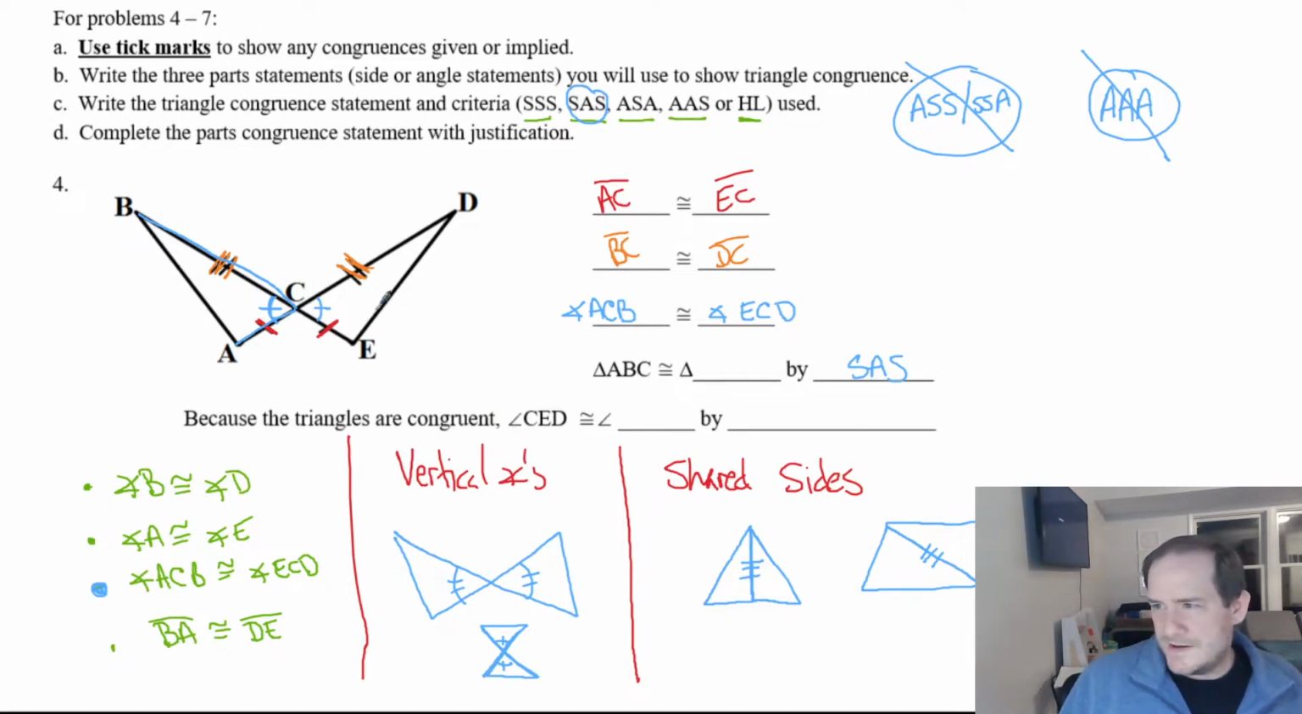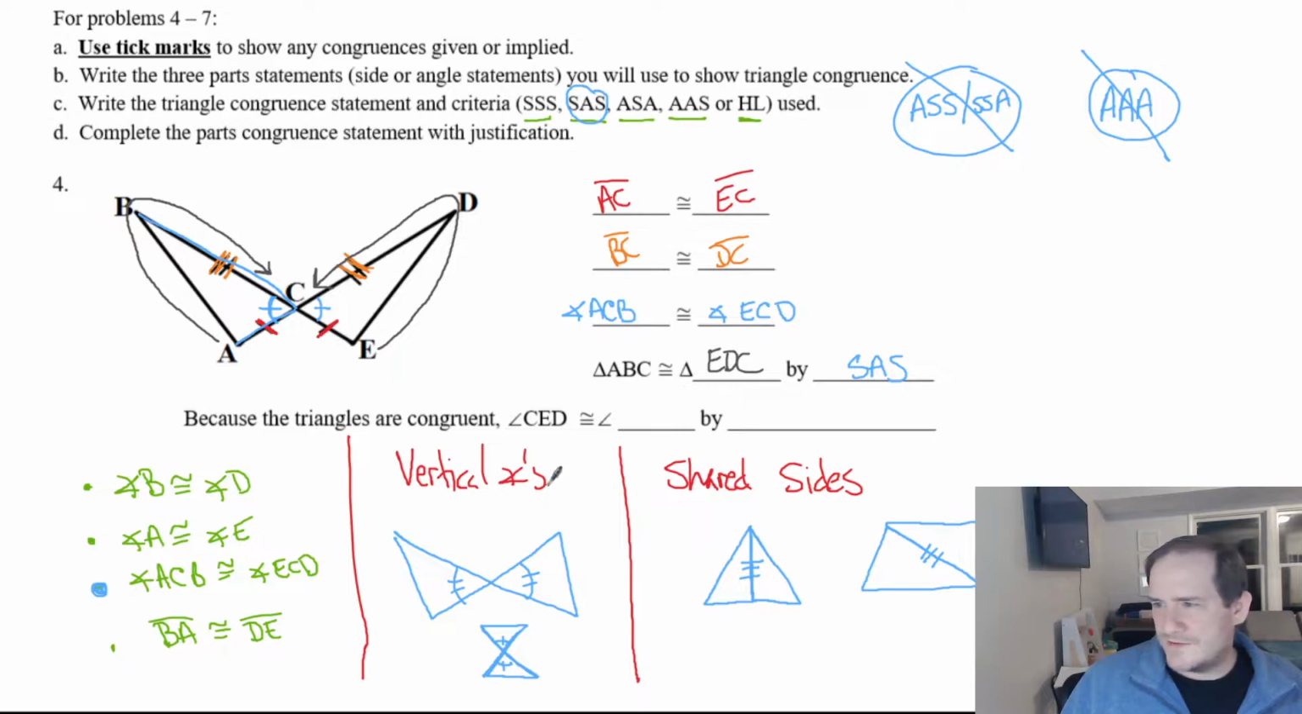So finally, we can say, if we're talking about triangle ABC, ABC goes up and down like this. So that means the other triangle would be named up and down like that. It would be EDC. And they'd be congruent by side, angle, side.